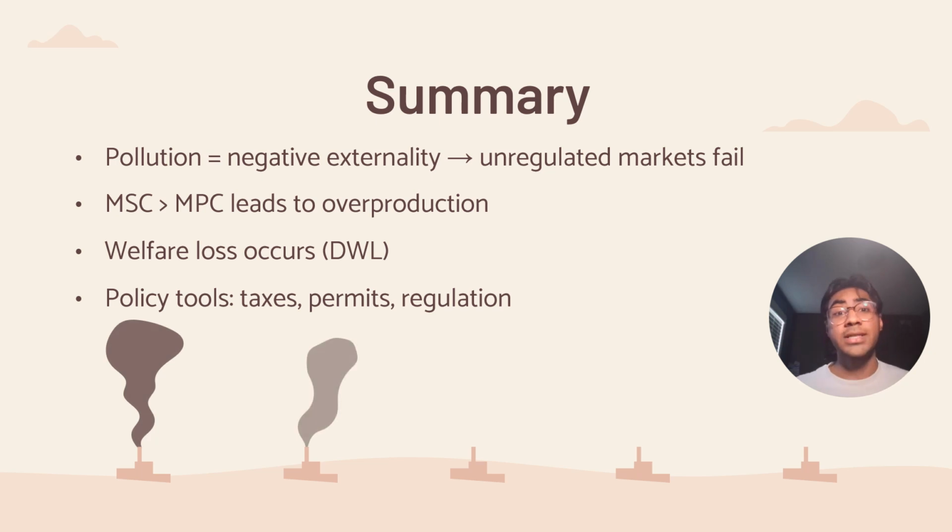And finally, to summarize everything up, negative externalities like pollution distort market outcomes. Pollution leads to overproduction and inefficiency, and this causes welfare losses like deadweight loss. But this can be helped with tools like taxes, permits, and regulation to help reach the social optimal level.